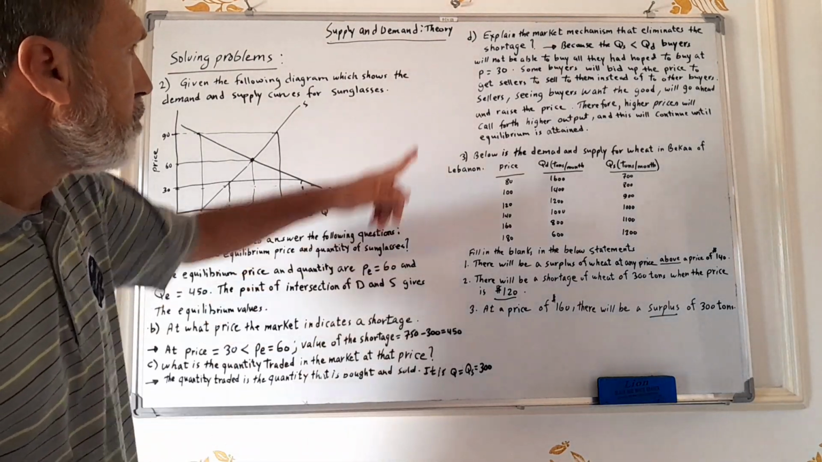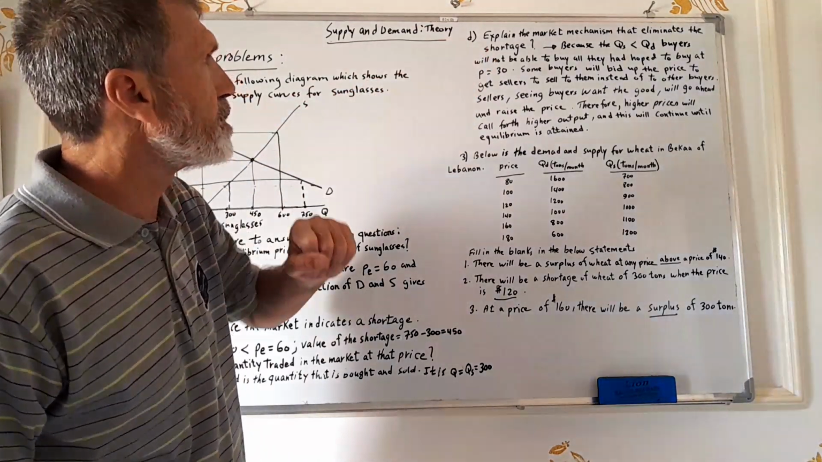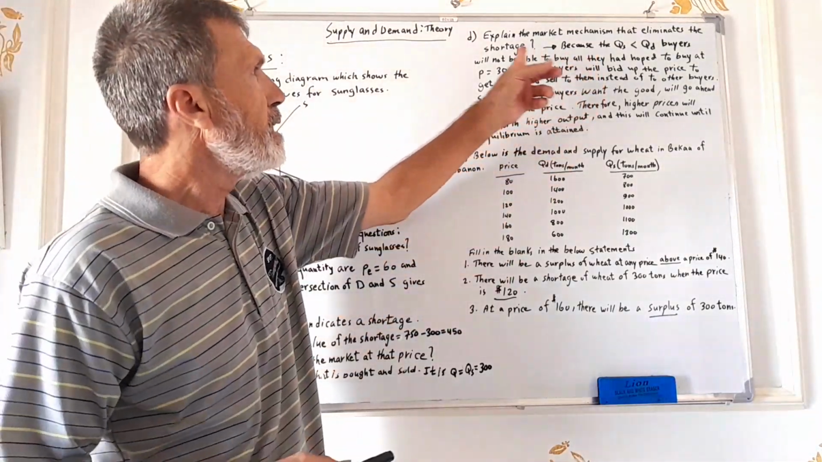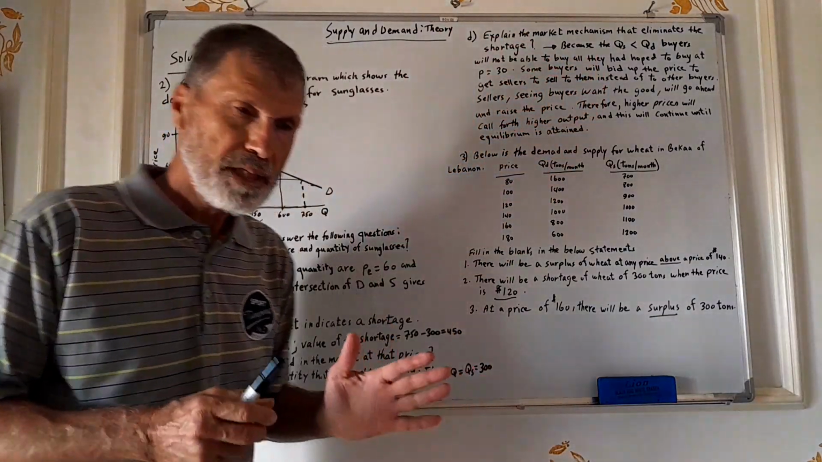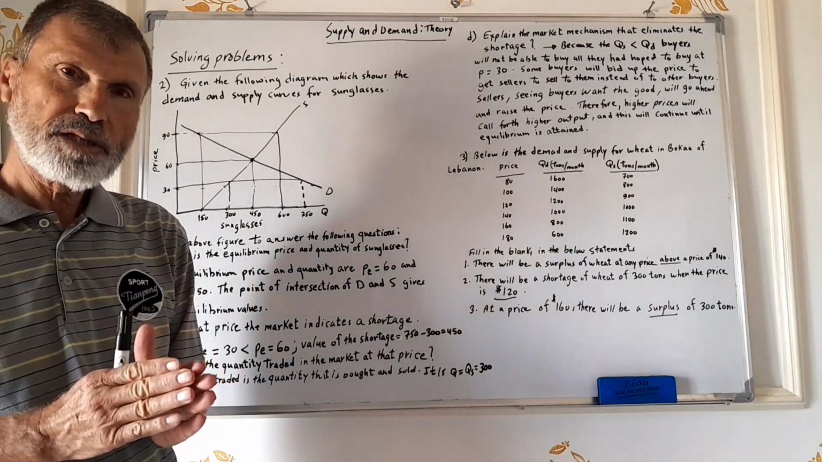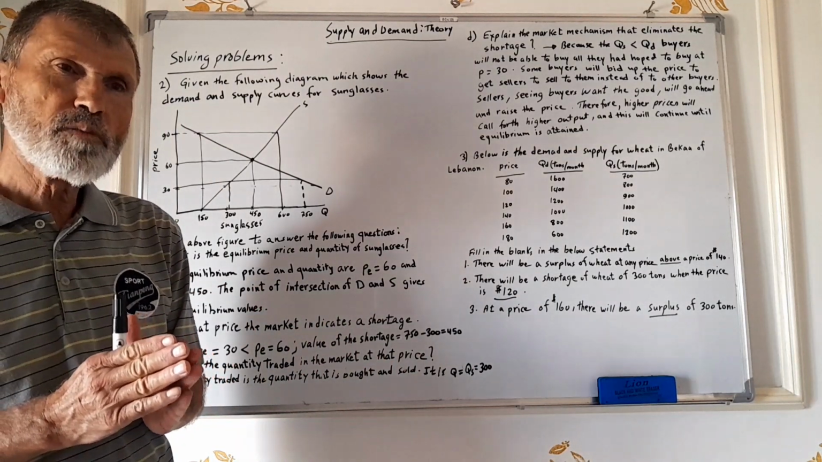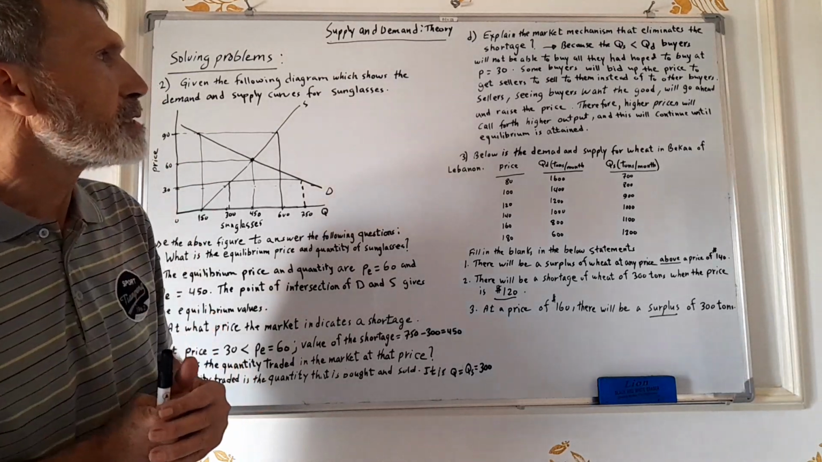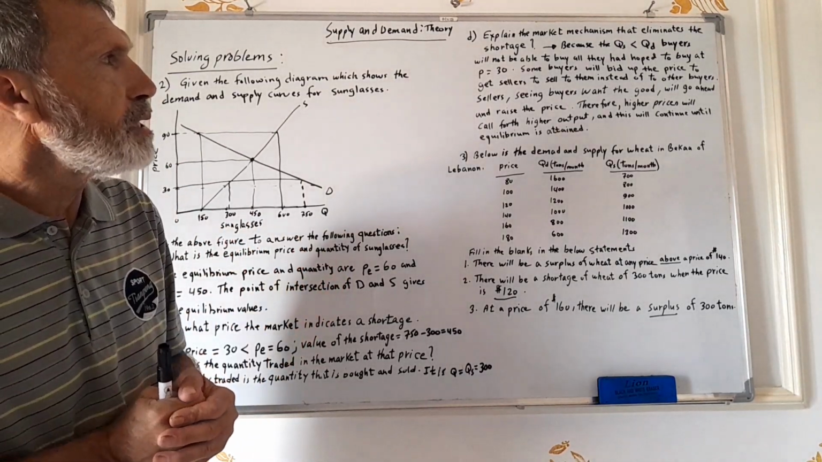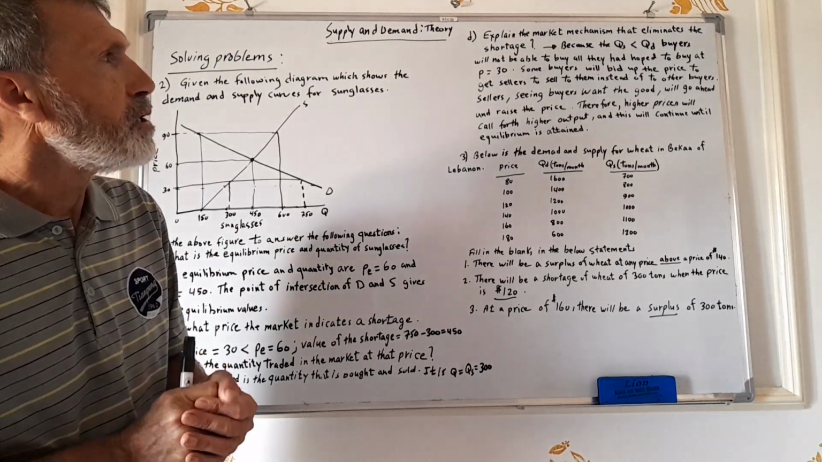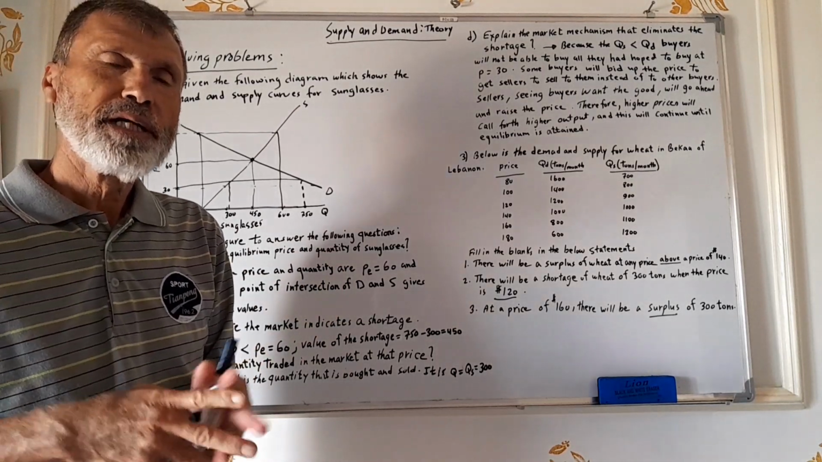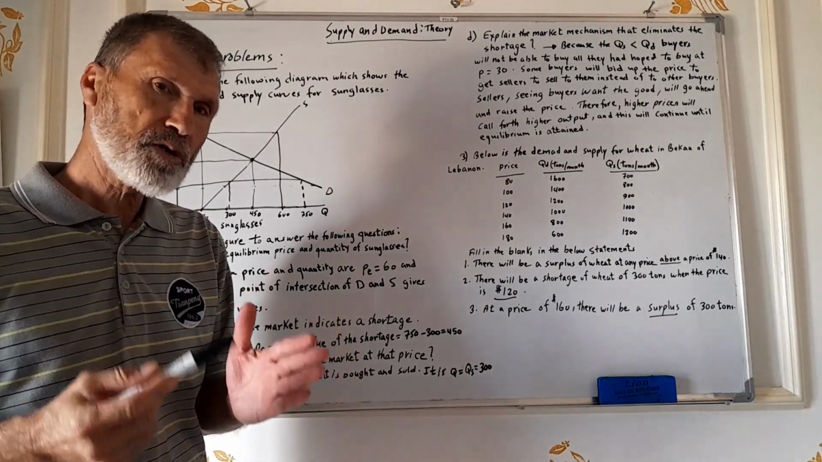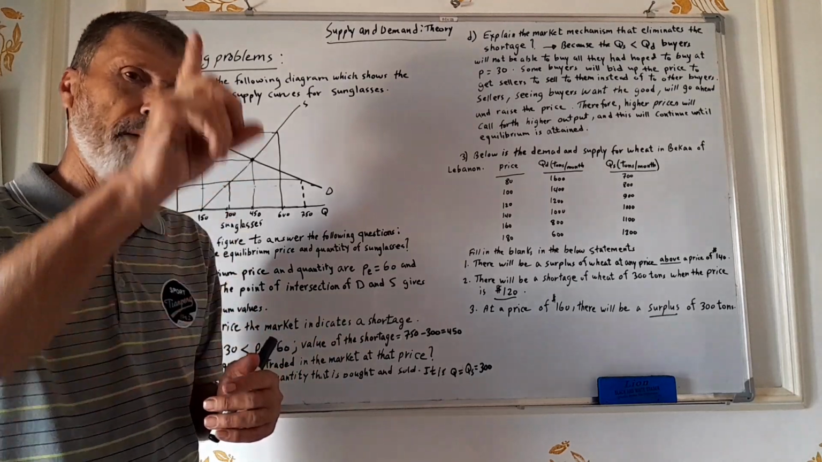Great. Now, we go to part D of the question. It's saying, explain the market mechanism that eliminates the shortage. Remember, whenever we have a shortage, consumers will try to bid up the price in order to get the good. So, whenever we have a shortage, the price therefore will go up.